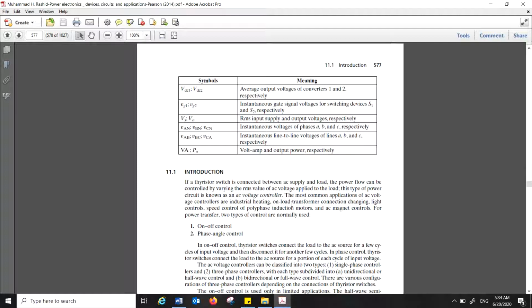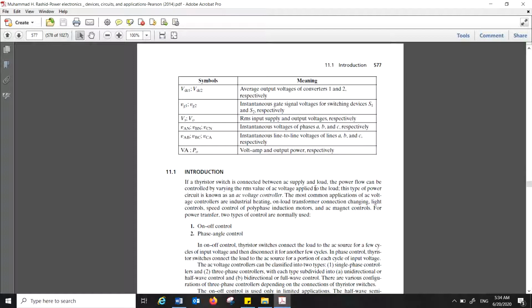Introduction. Since it's about AC to AC converters, let's read through. It's pretty important, and you can understand it very easily. If a thyristor switch is connected between the AC supply and the load, the power flow can be controlled by varying the RMS value of the AC applied to the load. Note that we have an end-to-end device. We are feeding the AC to a certain device, and we just place a thyristor in between.